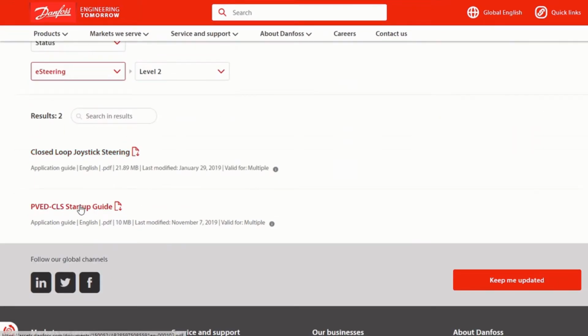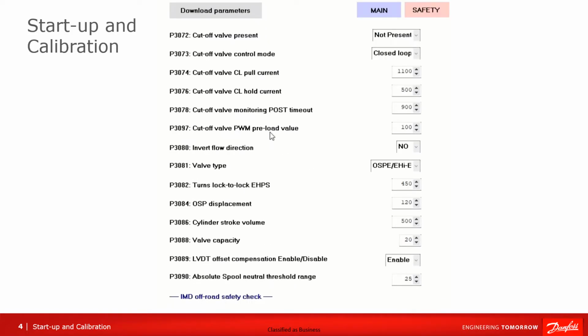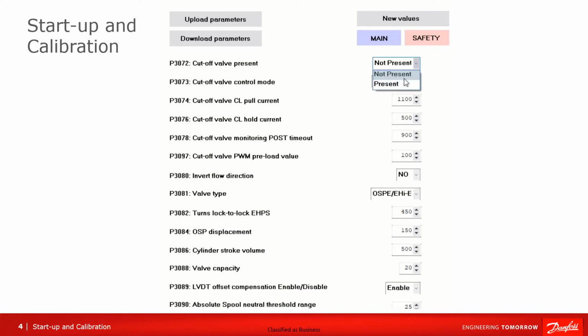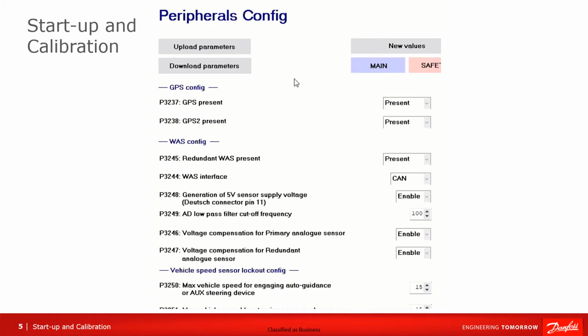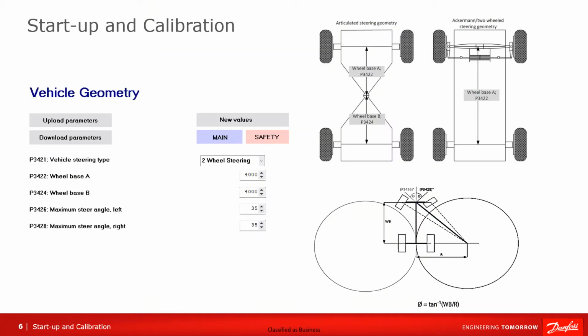Once Service Tool is installed and the correct firmware package is downloaded, it is time to start changing parameters to meet the configuration of your machine. The hydraulic config page can be used to set parameters to match the hydraulic characteristics of your machine, as well as to change the cutoff voltage parameters. The peripherals config page can be used to set the presence of steering input devices and safety features. The vehicle geometry page should be used to set the physical dimensions of your machine.